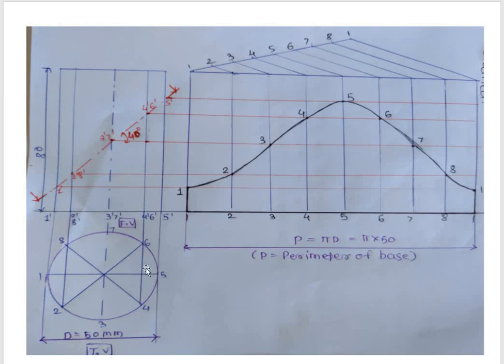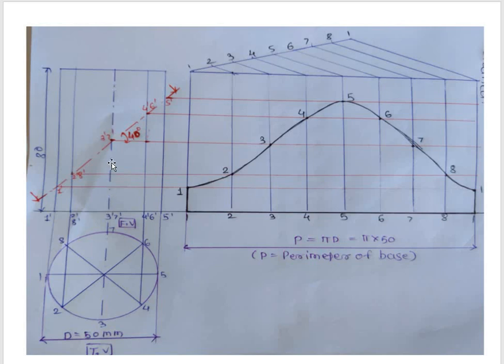And after dividing this circle, whatever points you are getting, just project them up to the xy line. So 1 becomes 1 dash; 2 and 8 are coinciding with each other, so 2 dash, 8 dash; then 3 dash, 7 dash, 4 dash, 6 dash and 5 dash. So you have completed the top view, and after that, as they have given 80 mm as the axis length, project this axis up to 80 mm.